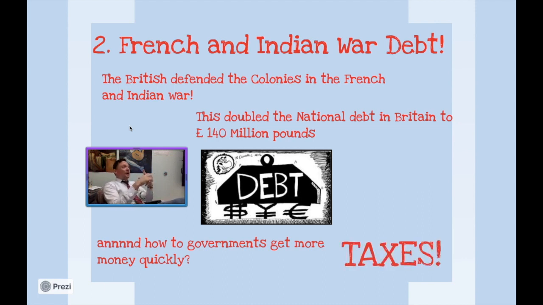So the thing about it is that the British, under this new government, even though they won the French and Indian War, it didn't really matter too much, because it still accrued them a massive amount of debt, doubling their national debt.